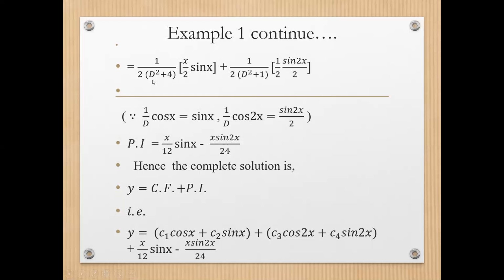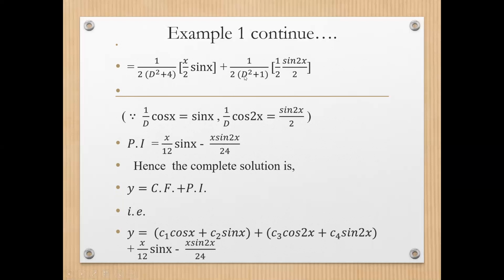Now put here D equal to minus 1. What do we get? Here D equal to minus 4 is not allowed because it makes the denominator become 0. So we get minus 1 plus 4, 3, 3 into 2, 6, 6 into 2, 12. So x sin x upon 12.